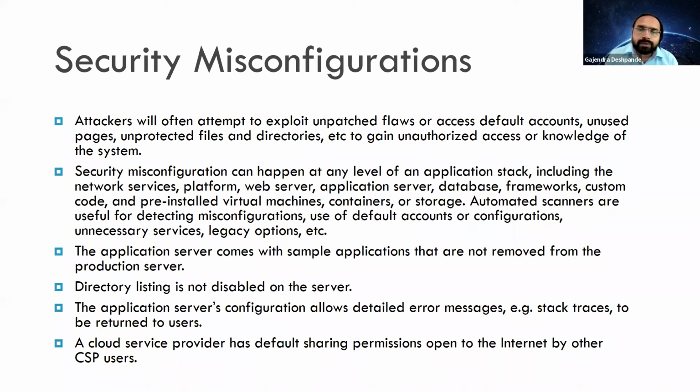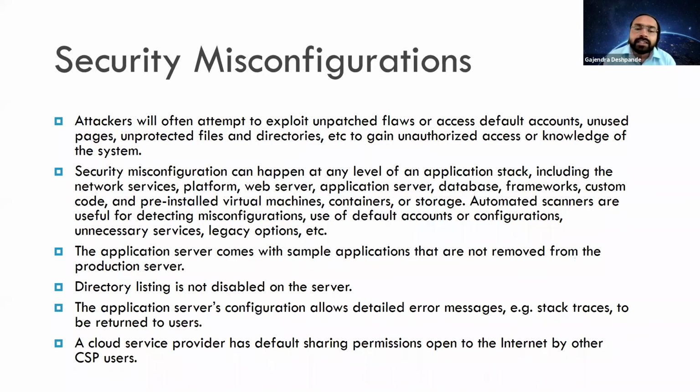It can happen at any level of an application stack, including network services, platform, web server, application server, frameworks, and so on. Usually automated scanners are useful for detecting misconfigurations. Then application servers come with sample applications that are not removed from the production server. Say for example, if you install WordPress, then by default one theme will be installed. So that's a default theme.